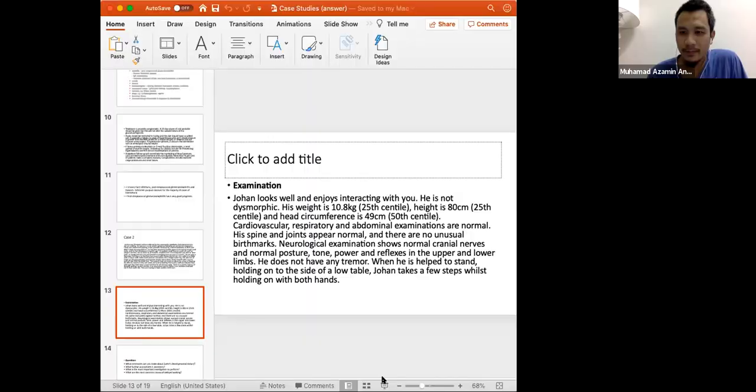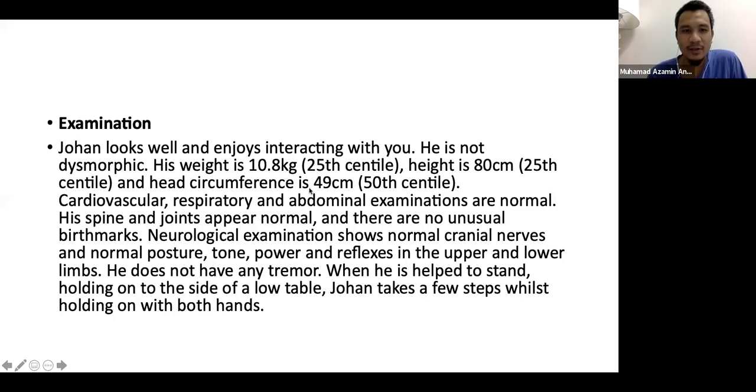Okay, that's fine. Now I'm going to share the screen for the examination. So this is the examination of the child. The child looks okay, looks well, interacting very well with you. Not dysmorphic, so it's probably not Down syndrome, probably not genetic. The weight is not too bad, 25th centile. Height is okay, 25th centile.